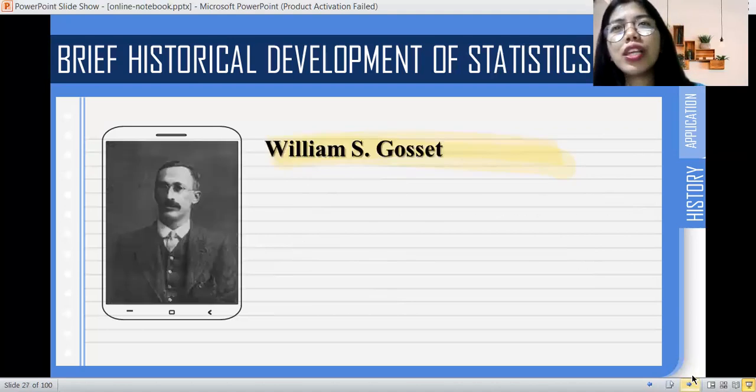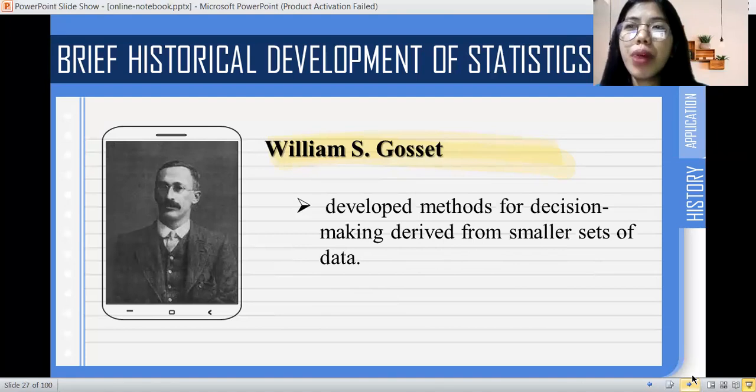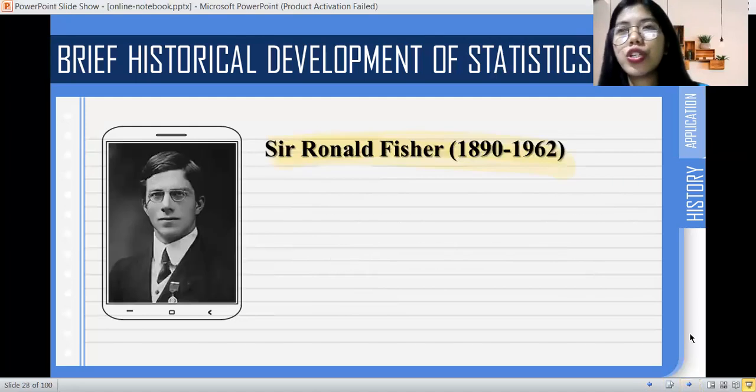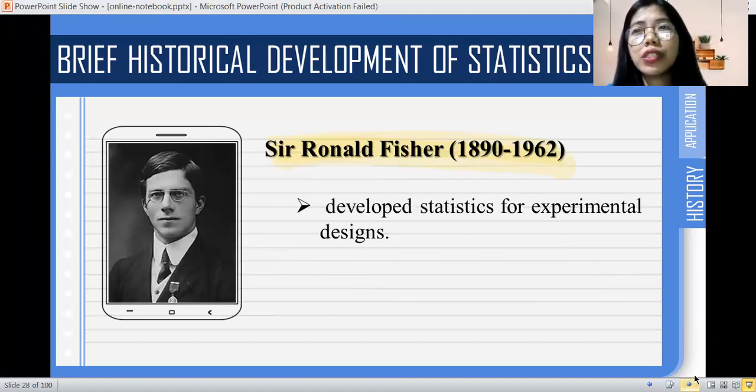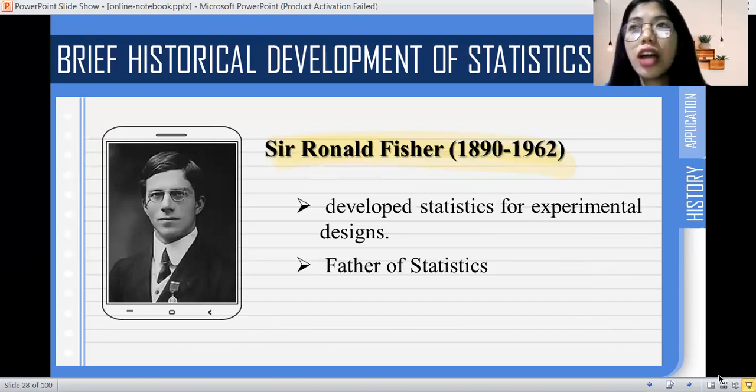And we also have William S. Gossett. He developed methods for decision-making derived from smaller sets of data. And finally, we have Sir Ronald Fisher, na nabuhay between 1890 to 1962. He developed statistics for experimental designs. Now, siya din yung kilala bilang father of statistics. Kaganina, si Sir Adolph Quetelet, father of modern statistics. Now, si Sir Ronald Fisher naman, siya yung father of statistics. So, I think, ayun po, sila po yung mga important persons sa ating development sa ating statistics.